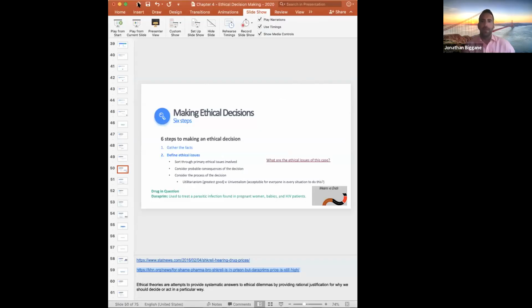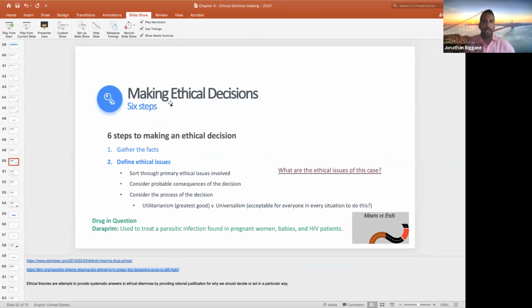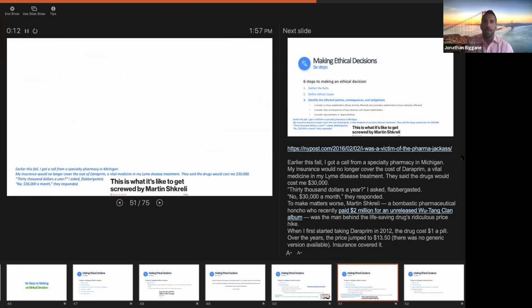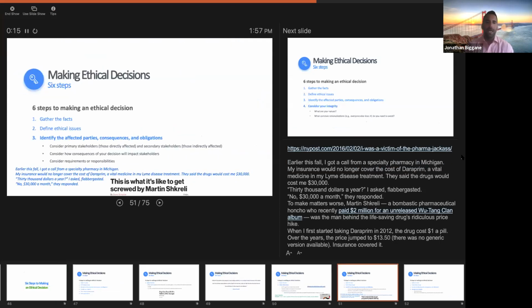And we know that first, in order to make an ethical decision, we need to gather the facts. We've gathered the facts. There are drugs that people need to survive. Martin Shkreli's company increased the price to an arguably unreasonable amount. And in terms of the ethical issues, we've got to decide, is this right or wrong? So you can come up with your own view of that. And then we have to identify the affected parties, consequences, and obligations.